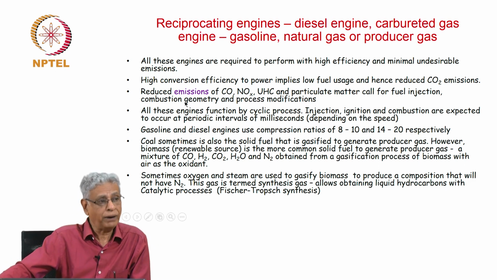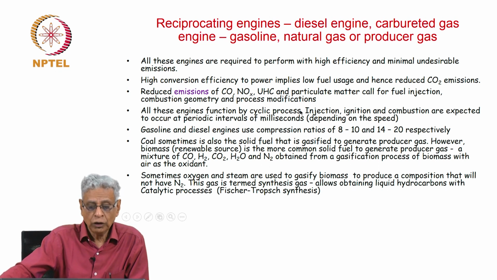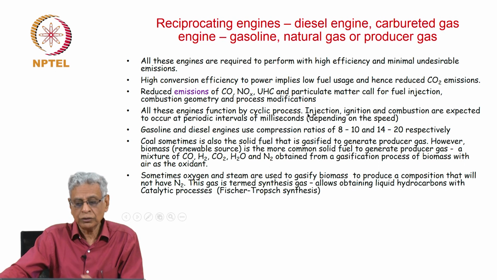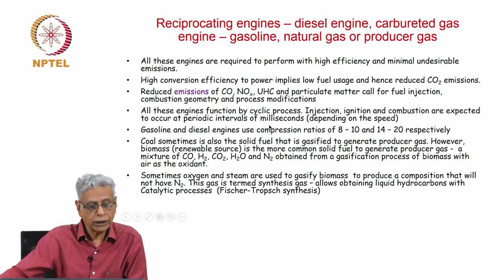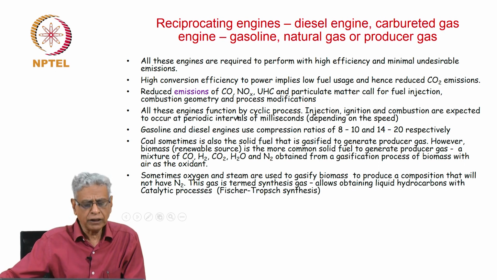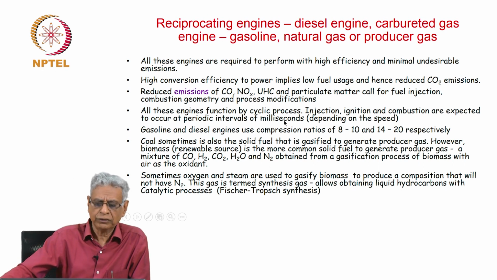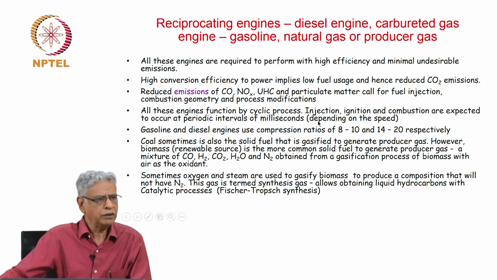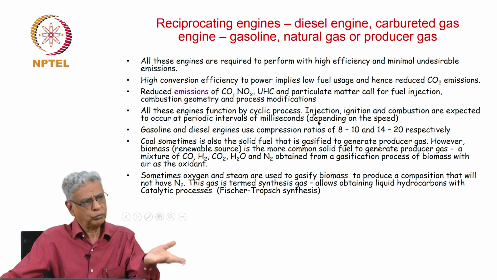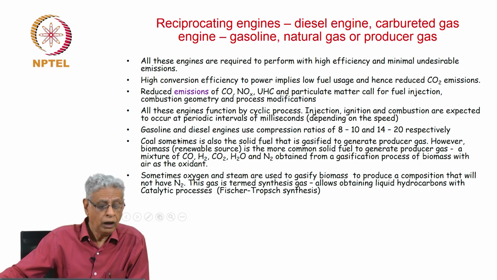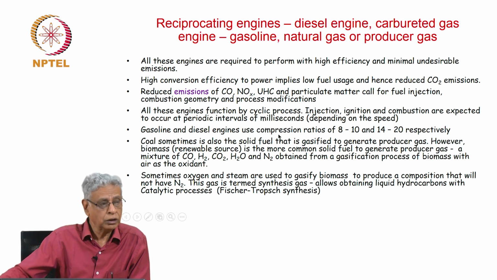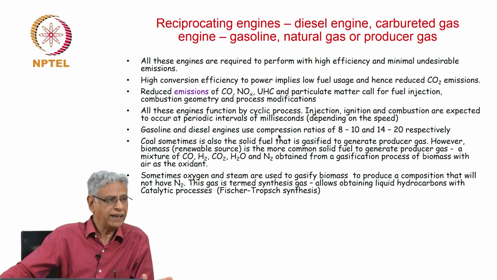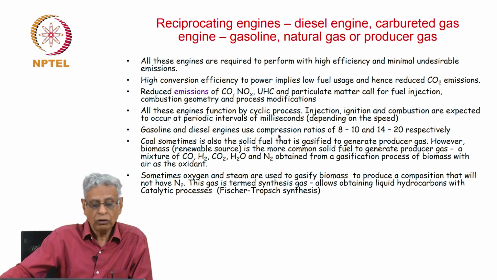These are more complex. All these engines function by a cyclic process. You have injection, ignition and combustion, and they are all expected to occur at periodic intervals of milliseconds, and it depends on the speed of the engine, from a couple of thousand to several thousands. Gasoline and diesel engines use compression ratios of something like 8 to 10 and 14 to 20. That means diesel engines have a higher compression ratio.